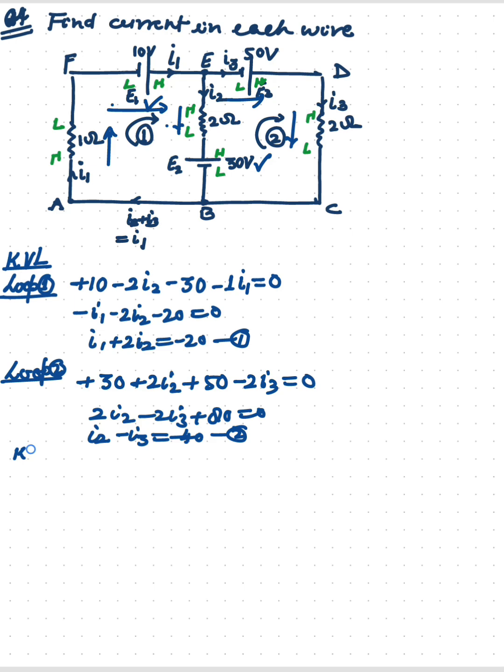KCL at junction E. Clear? So KCL is what? At junction E, I1 is equals to I2 plus I3.